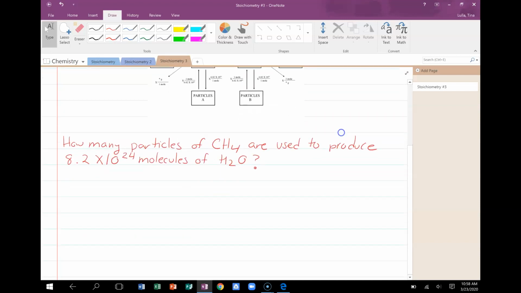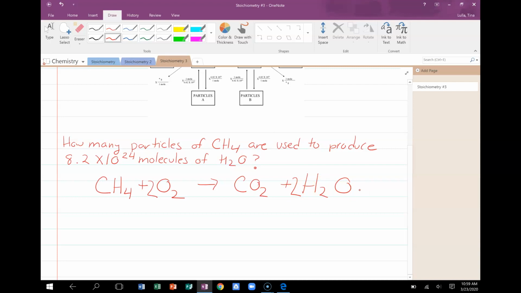Okay, so first thing, I need my equation. This is just a combustion reaction, CH4 plus O2. And remember, the equation will be provided for you. First order of business is to balance this equation. 1 C, 1 C, 4 H's, 4 H's, 4 O's, 4 O's. Let me just make sure. 1 C, 1 C, 4 H's, 4 H's, 4 O's, 2 plus 2, 4 O's. Okay, so we should be balanced.